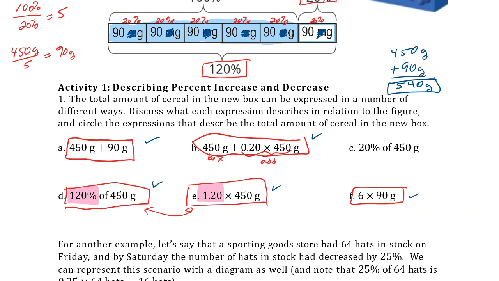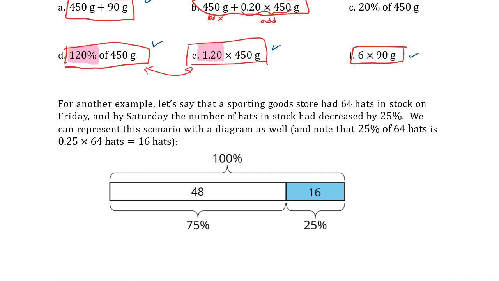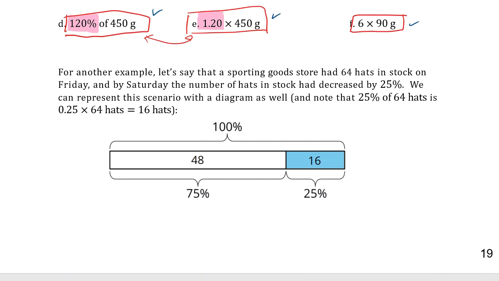All right, let's try another example, except this time we're going to do a decrease. So let's say that a sporting goods store had 64 hats in stock on Friday, and by Saturday the number of hats in stock had decreased by 25%. We can represent this scenario with a diagram as well. Okay, so let's check out this diagram.